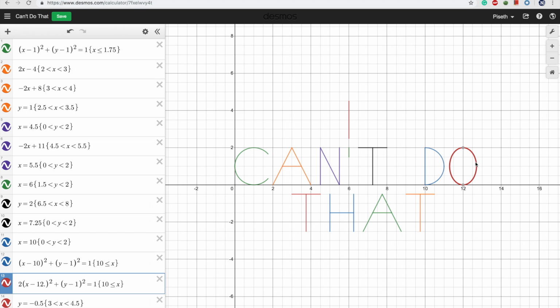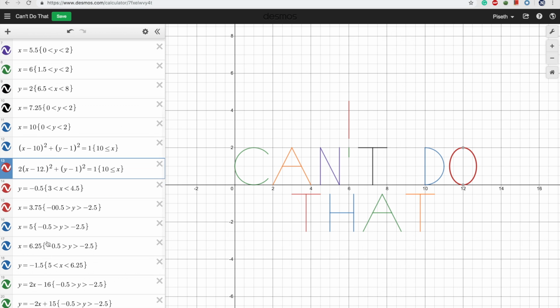And for the O, I use the same circle equation, but instead I put 2 for x, which makes the circle more oval, and by changing the x, it makes the oval thinner on the side.